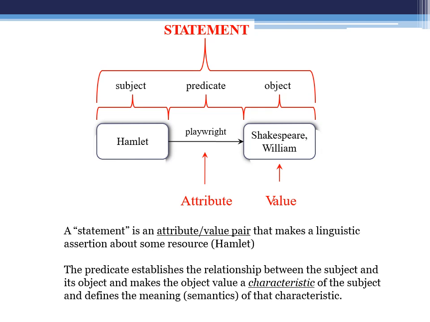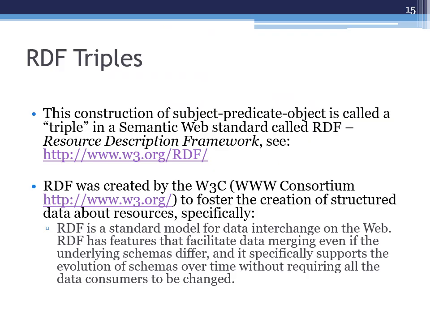So the statement is an attribute-value pair that makes a linguistic assertion about some resource. The predicate establishes the relationship between the subject and its object, right? And the object value is a characteristic of the subject and defines the semantics of that characteristic. So this construction of subject, predicate, object is called a triple in the semantic web standard.